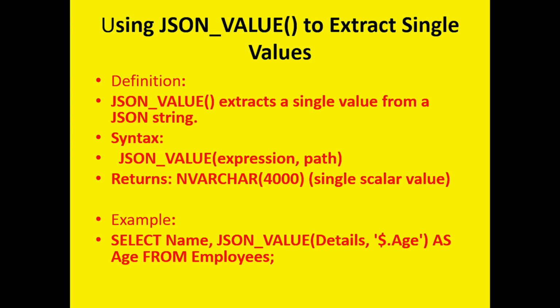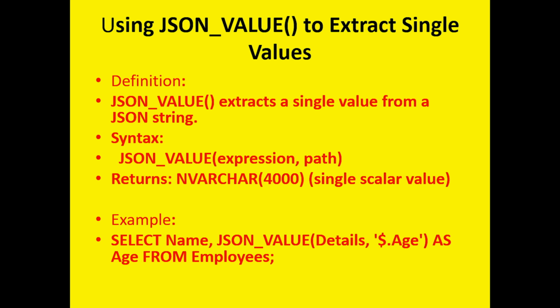One function is JSON_VALUE to extract single values. The JSON_VALUE function extracts a single value from a JSON string. And what is the syntax? JSON_VALUE, expression and path. It returns an nvarchar(4000) single scalar value.